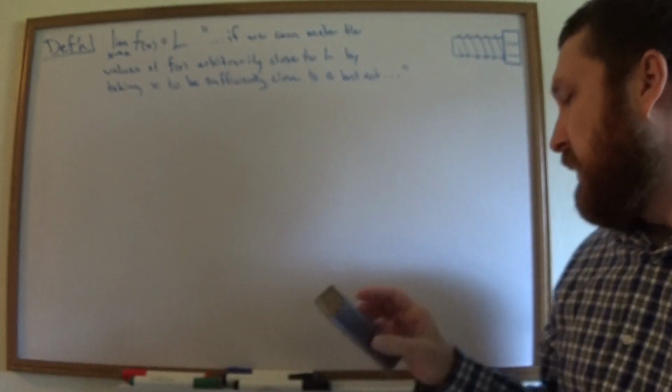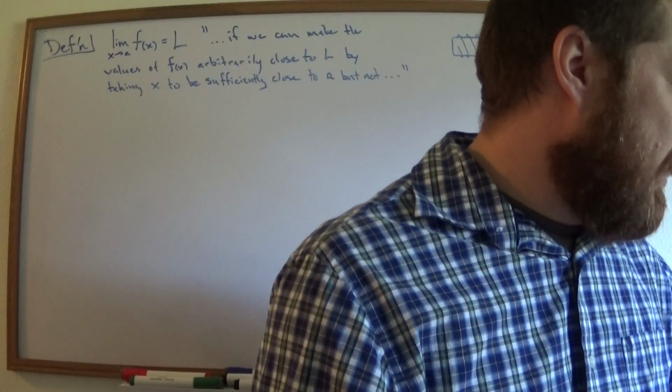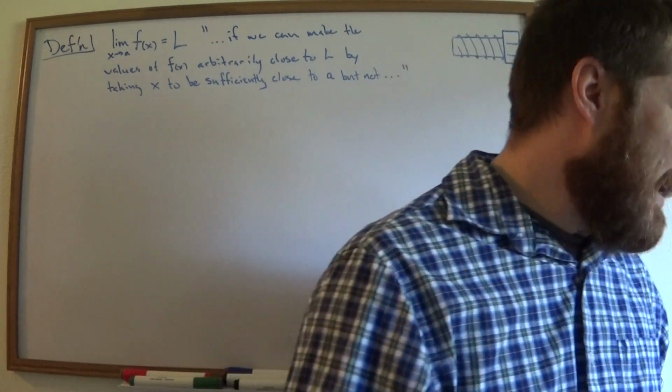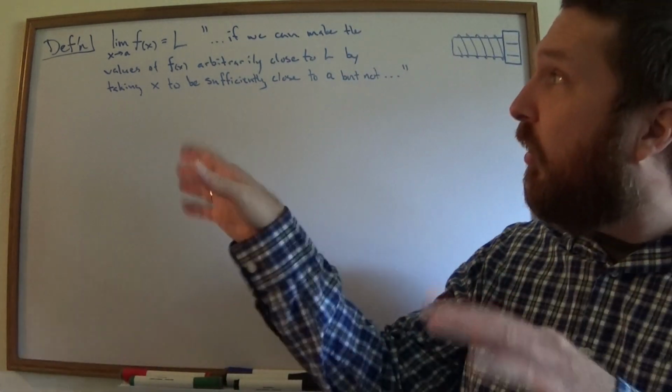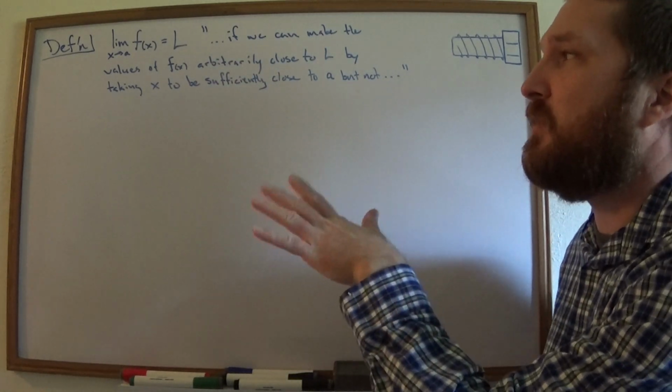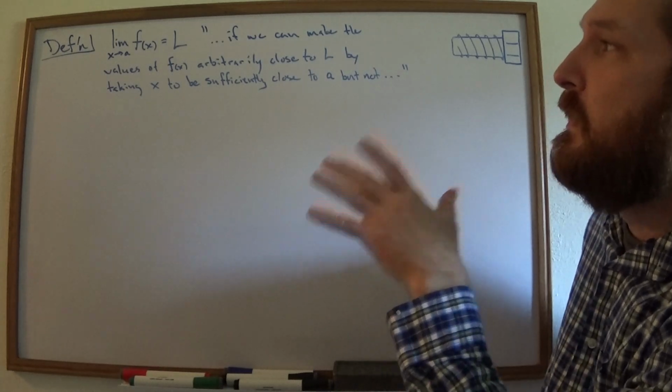Okay, today we're going to be talking about the rigorous definition of a limit. It's also called the epsilon-delta definition, as you'll see why in just a minute. But first, let's recall our previous definition of a limit. And this is going to be our working definition. This is how we're going to be thinking about this.